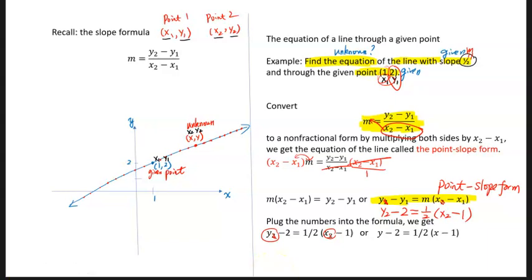So this is our first formula that we need to remember. I will rewrite it here: y minus y1. Again, I got rid of the subscripts and the 2. So that's point slope form.